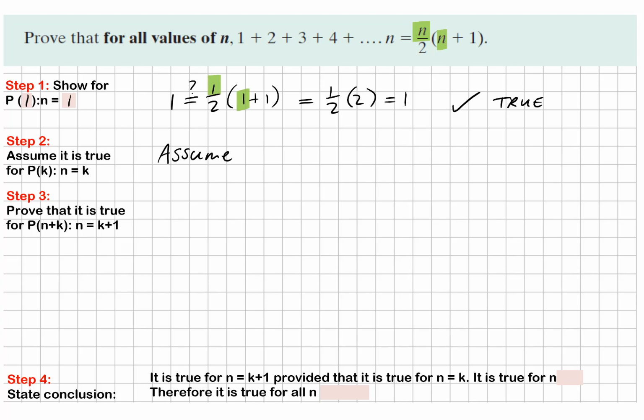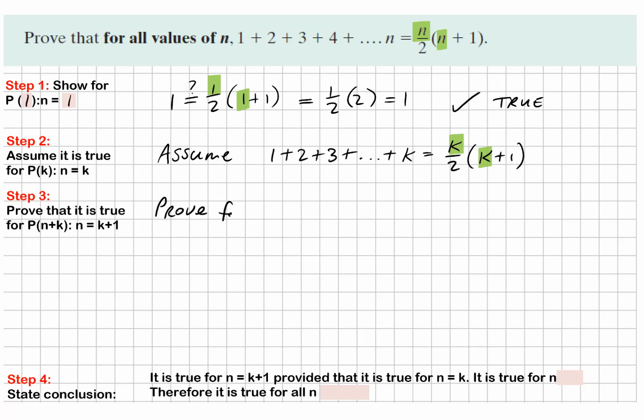Step 2 is I write that I assume it to be true for n is equal to k. That's saying that 1 plus 2 plus 3, right up as far as k, would be equal to, when I replace n with k in the expression. So I'm going to assume that that is true. We're halfway there.